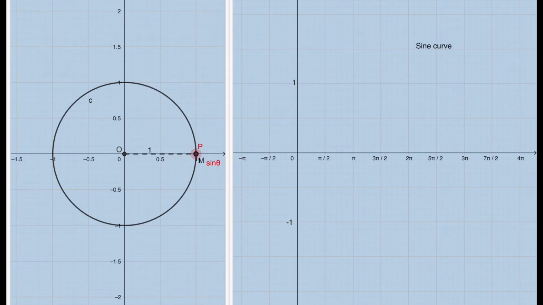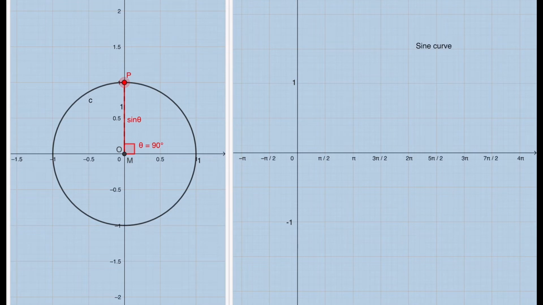If P coincides with M, theta will be 0 degrees. So sin theta is 0 here. As theta increases in the first quadrant, sin theta value increases. Look at that line segment PM. It increases. And when theta is equal to 90 degrees, sin theta takes the maximum value 1. So sin theta value increases from 0 to 1 in the first quadrant.